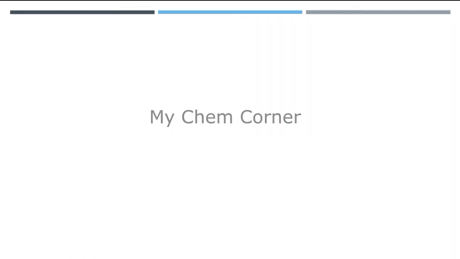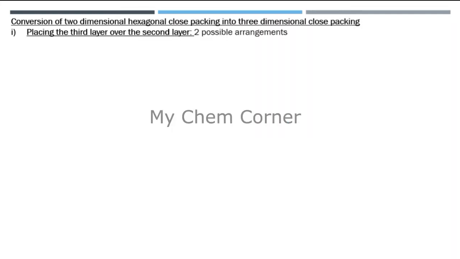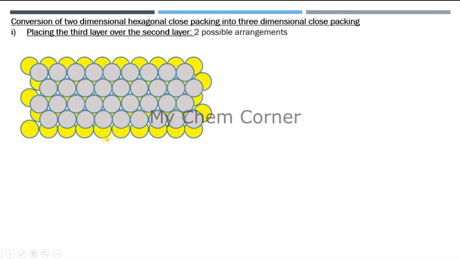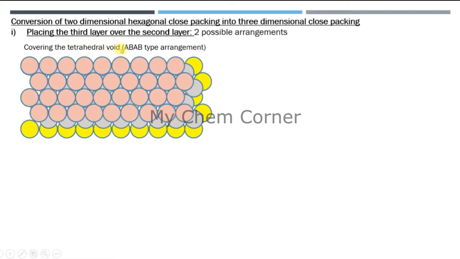So let's see that. Here, when I place the third layer over the second layer, there are two possible arrangements. This is the same arrangement we just saw in the previous slide, where some of the octahedral voids are visible and the tetrahedral void here is covered. Now when I place the third layer above this, it can be the same as the first layer, which is the yellow layer. That means I'm going to cover the tetrahedral void this way.